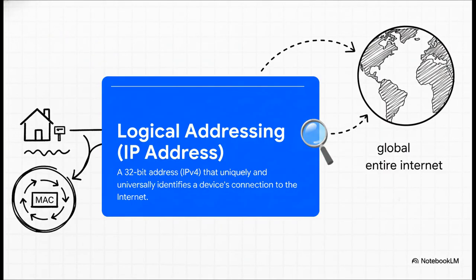To make that happen, a local MAC address just won't cut it. We need a global address, and that's the IP address. You can think of it like this. Your MAC address is like your house number on your specific street. It's tied to your physical device. But your IP address is your full global postal address. House number, street, city, state, zip code, country. It's what allows a device anywhere in the world to find you.